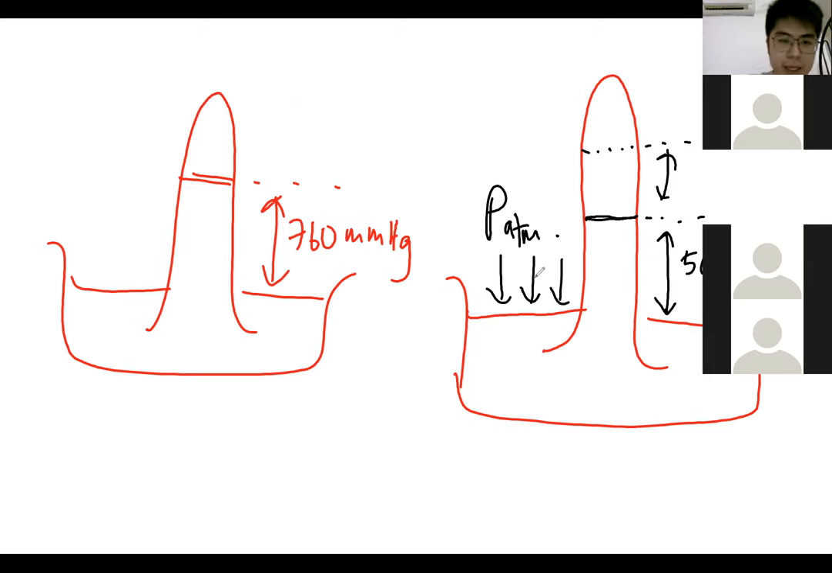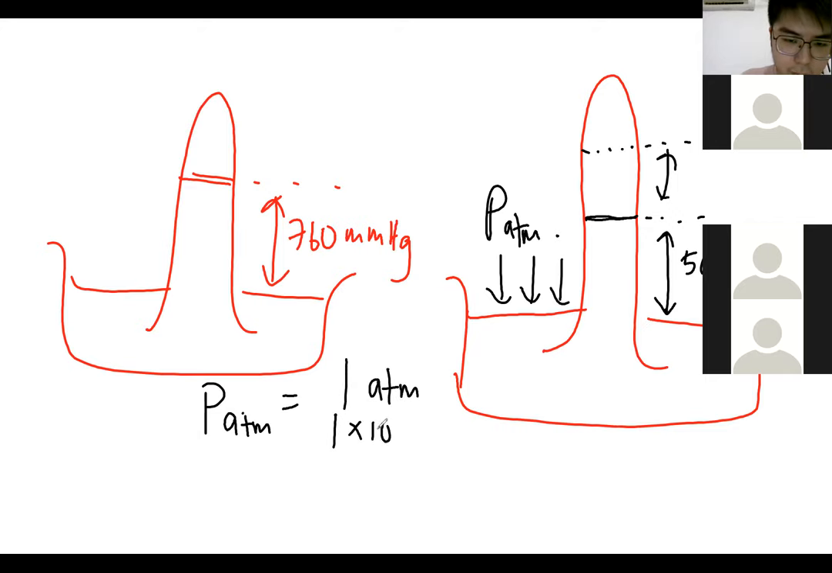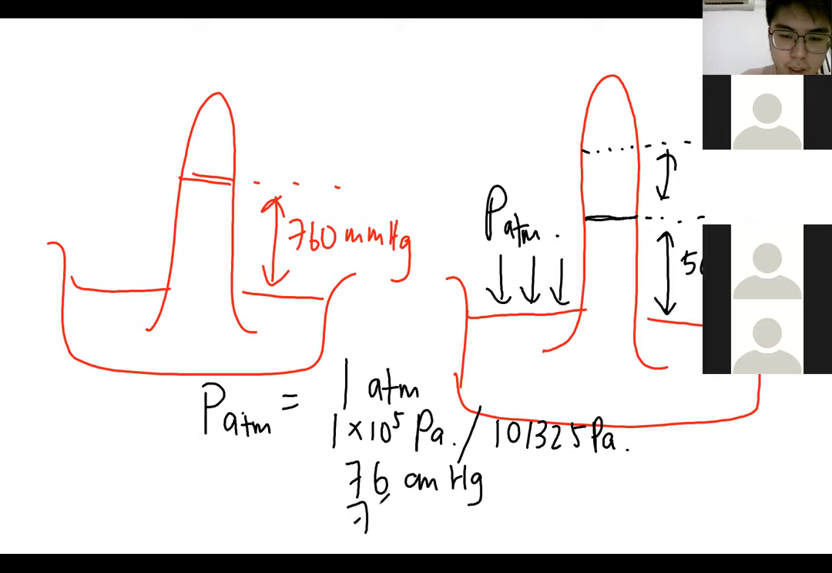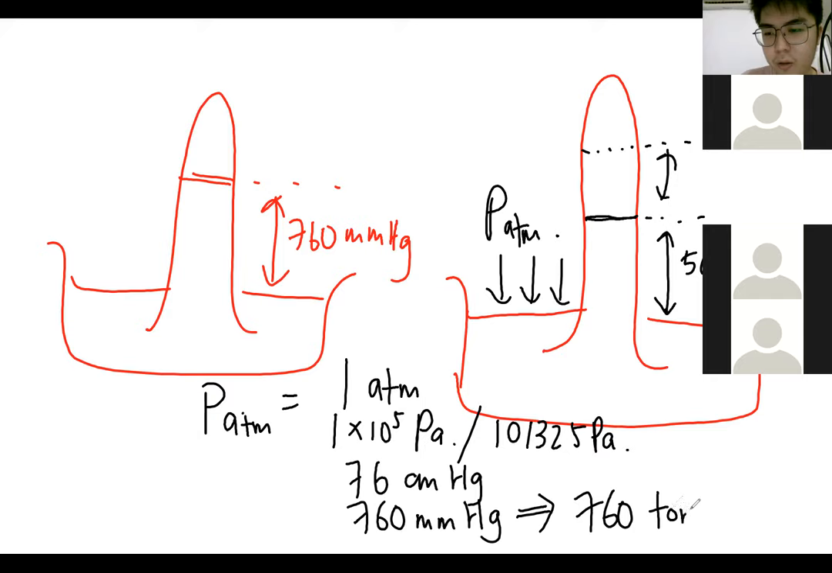Okay, so PATM, remember this one, PATM equals, you can write 1 atm, 1 times 10 to the power of 5 Pascal. Sometimes we use 101325 to be more exact, right? 76 cm Hg or 760 mm Hg. And sometimes they use 760 torr. This torr means his name, Torricelli. He used his own name, right? 760. And usually we use millimeter instead of cm.